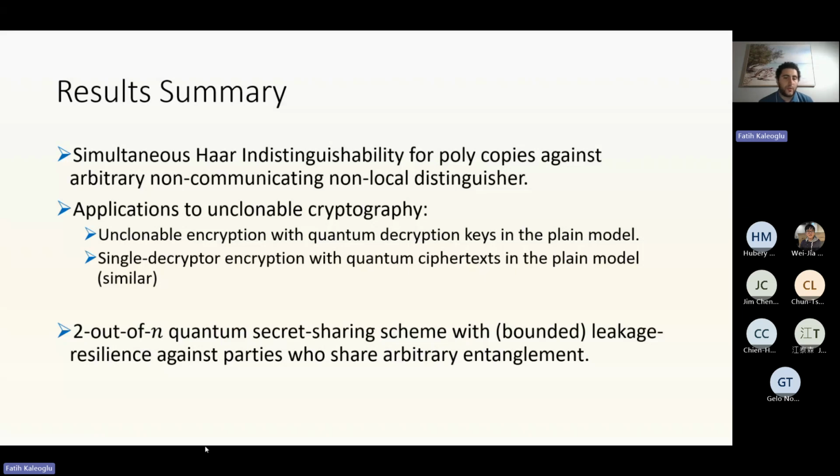And in addition, we show a quantum secret sharing scheme for sharing classical bits with bounded leakage resilience. In the leakage resilience property, the parties can share arbitrary entanglement because it follows from our simultaneous Haar indistinguishability theorem.